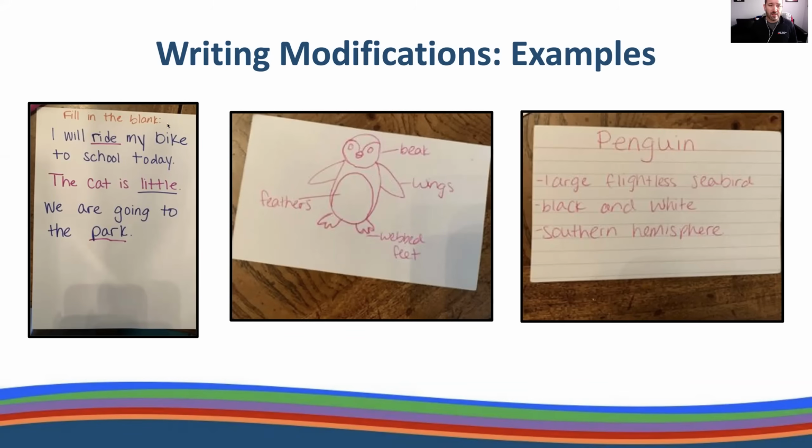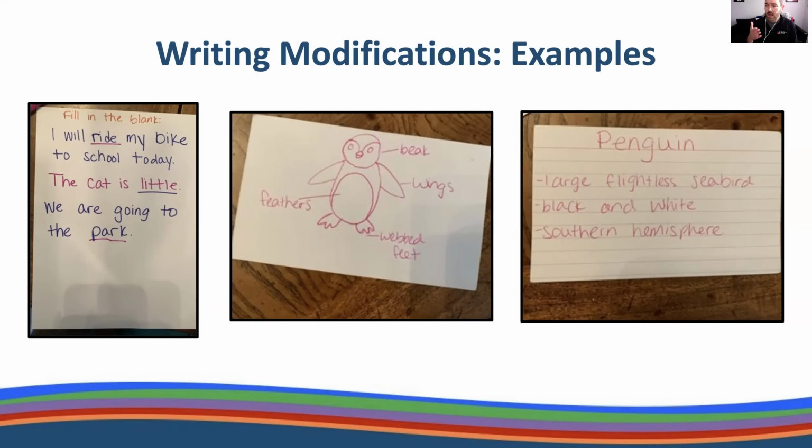So here's an example of just a fill in the blank, a really simple modification. So they wrote out a sentence just with a marker. I will blank my bike to school today. The cat is blank. We are going to the blank. So you might provide a word box, either text and word box at the top, or picture and word box at the top. And the student is then filling in these words and then crossing them out and knowing what remains, right? So that's one way to make modifications.